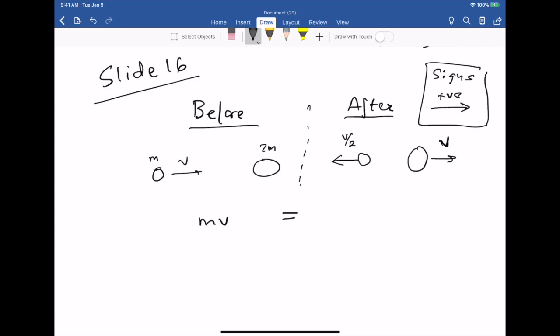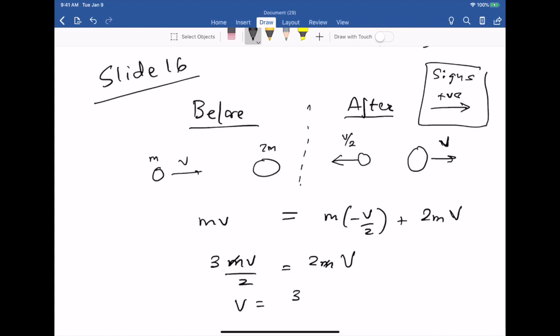Okay. So let's set up the total momentum after the collision. It's just going to be m times negative v over 2 plus 2m times capital V. Capital V is unknown. And so let's see, this gives 3mv over 2 is equal to 2m capital V. And just as expected, capital V is coming out to be a positive number. And so capital V is equal to 3v divided by 4. So B is the correct answer.